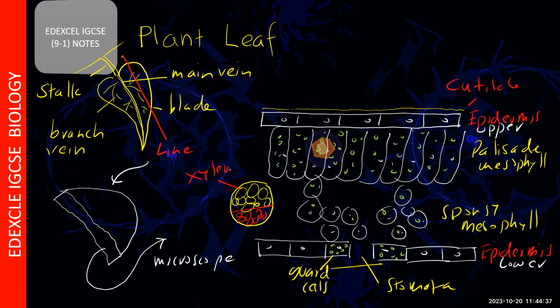So xylem and phloem. Where can we see xylem? You see this main vein and the branch vein. They are like a tube. So if I want to make it a 3D shape like this, I can still draw it like this, just to represent the 3D shape. The main vein and the branch vein are actually the xylem and phloem as a tube. So you can see they are as a tube.